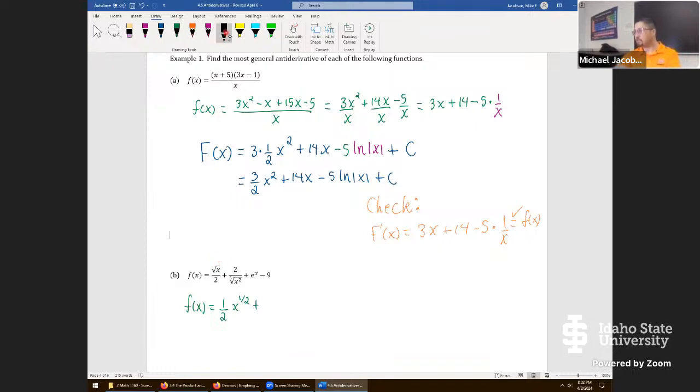plus. This one looks like it's going to involve a little bit more exponent surgery. So let's do this one on the margin. This is a 2 divided by a fifth root of x squared.